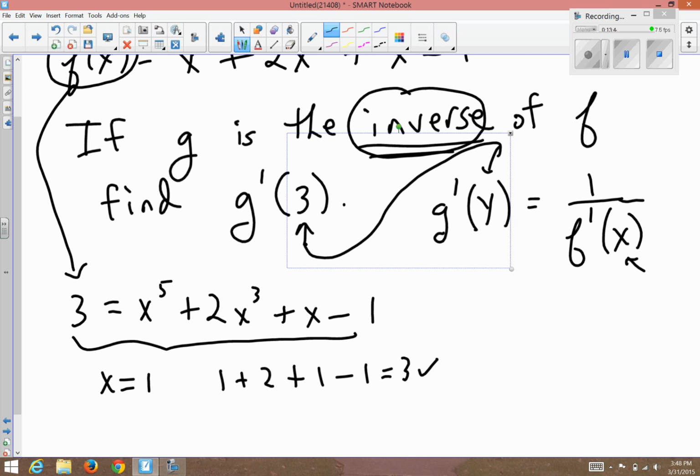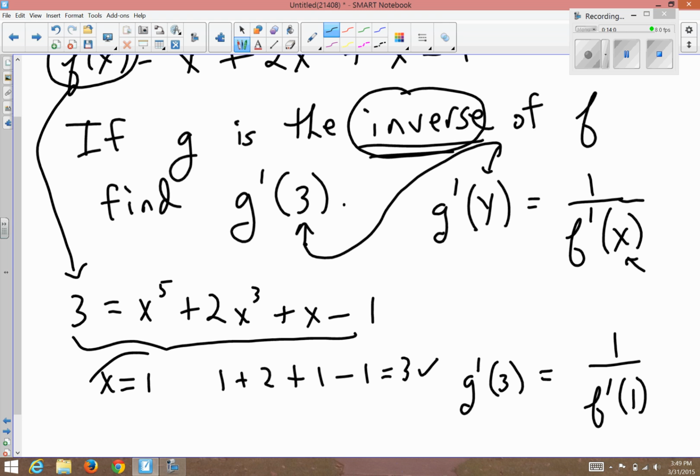So that means in this formula right here, we say g prime of 3, that's the question, find g prime of 3, is 1 over f prime of 1. 1 is the x that makes y 3.